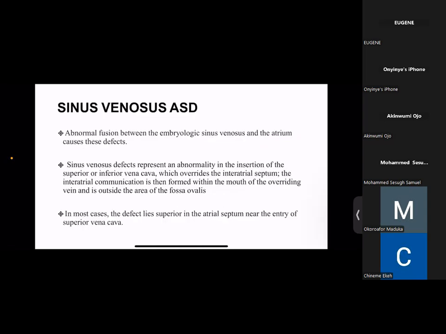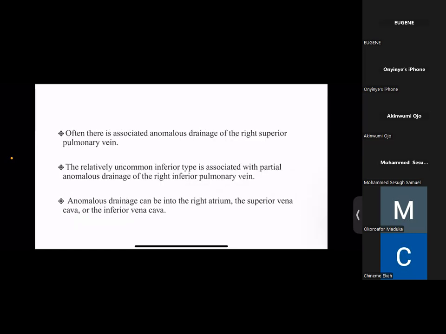The sinus venosus ASD is an abnormal fusion between the embryonic sinus venosus and the atrium that causes the defect. Sinus venosus ASD represents an abnormality in the insertion of the superior or inferior vena cava, and this overrides the intra-atrial septum. In most cases, this defect lies superior in the atrial septum, near the entry of the superior vena cava. Often, there's associated anomalous drainage of the right superior pulmonary vein. The relatively uncommon inferior type is associated with partial anomalous drainage of the right inferior pulmonary vein.